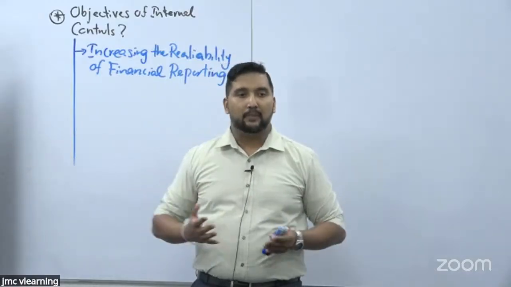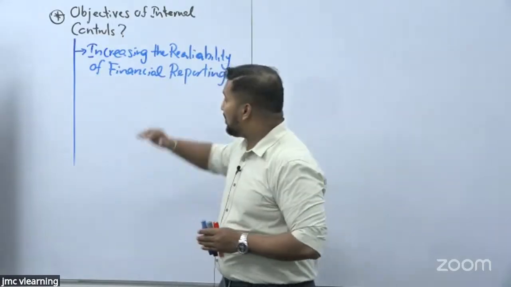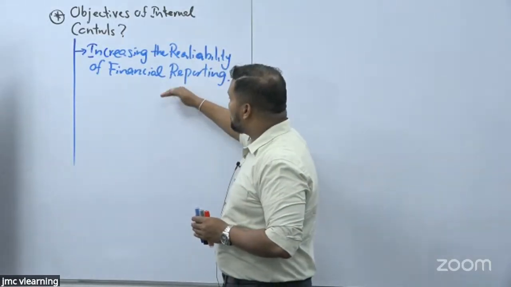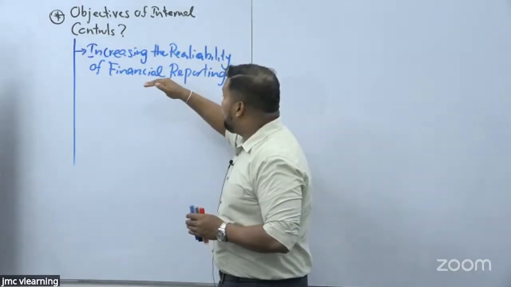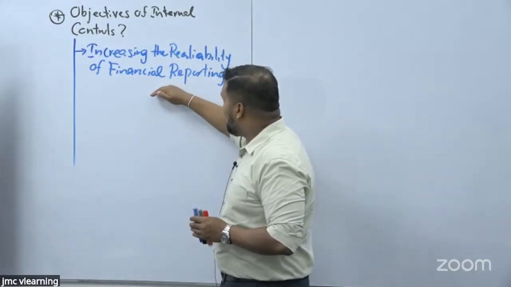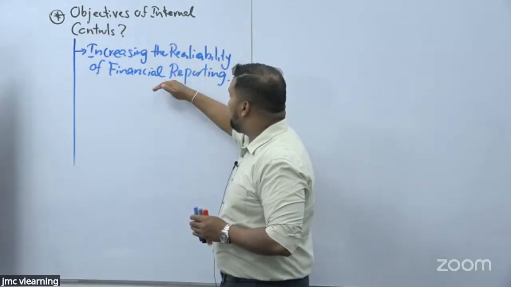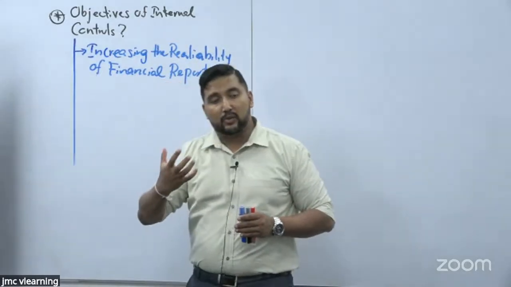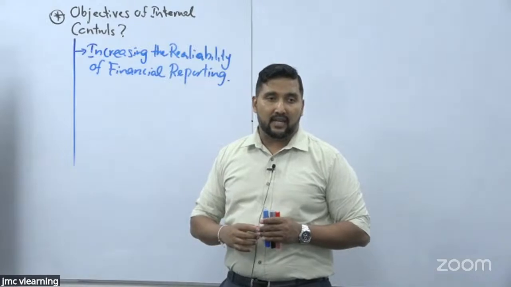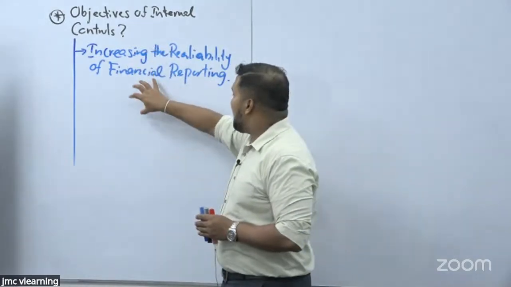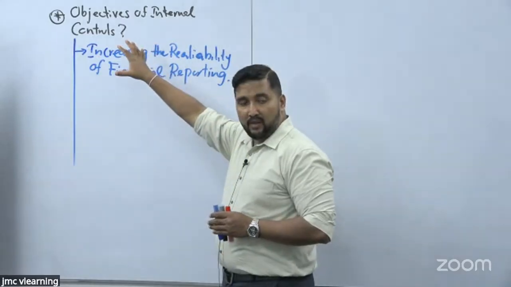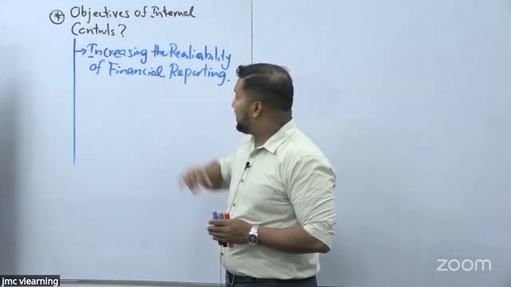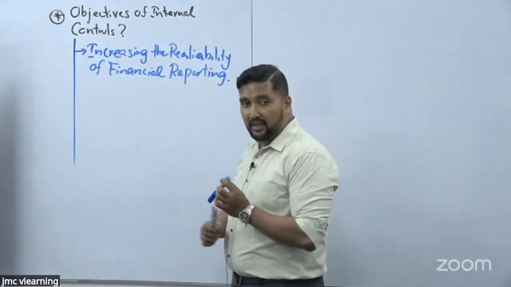Your accounts are incomplete. So therefore most of the internal controls implemented by the business organization will have a direct impact on the financial reporting, and one of the objectives of internal control is to increase the reliability of the financial reporting. So increasing the reliability of financial reporting is considered one of the key objectives of business organizations implementing internal controls, right? Okay, are we clear on this?